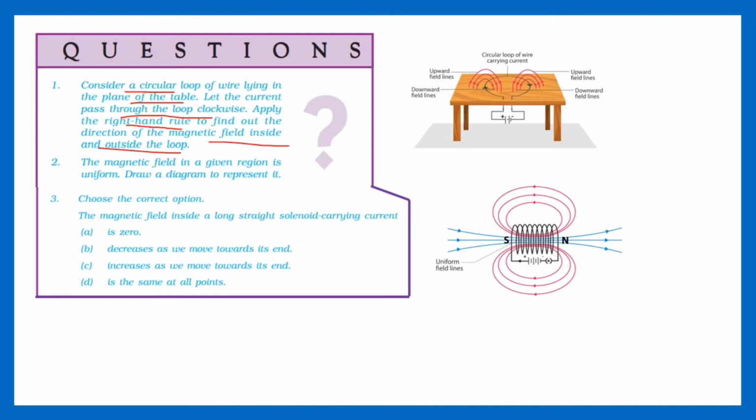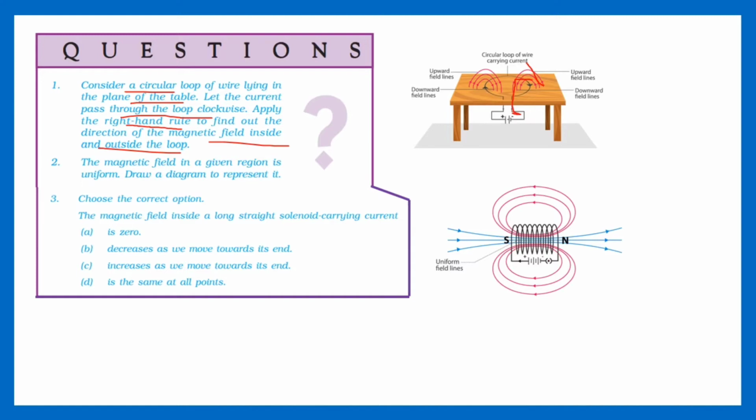Inside the loop it is here, and outside the loop it is in this direction, upward. If we find it outside, it is the upward direction, and inside the loop it is the downward direction, right?